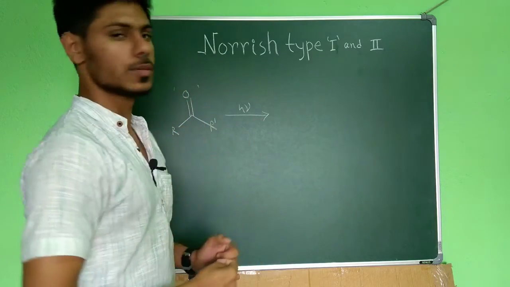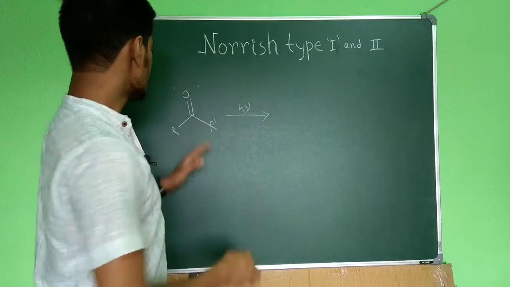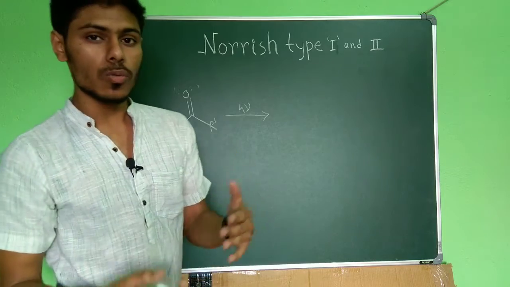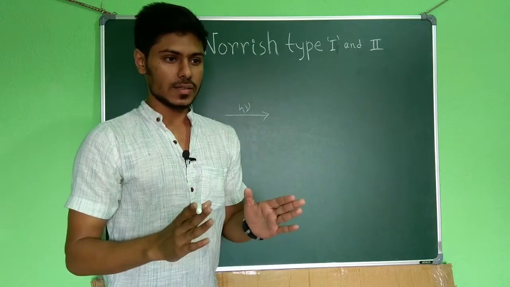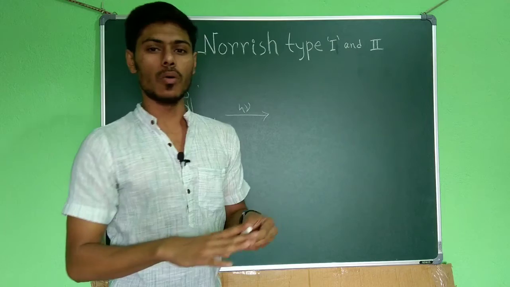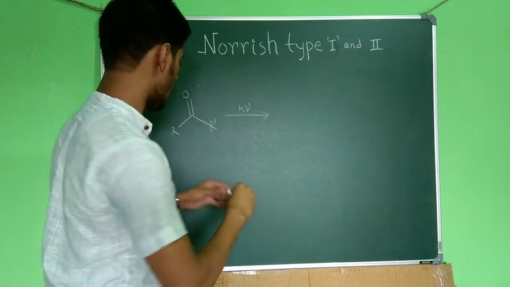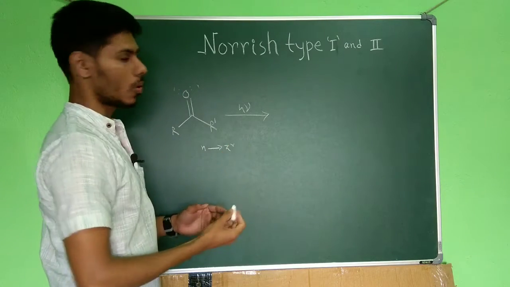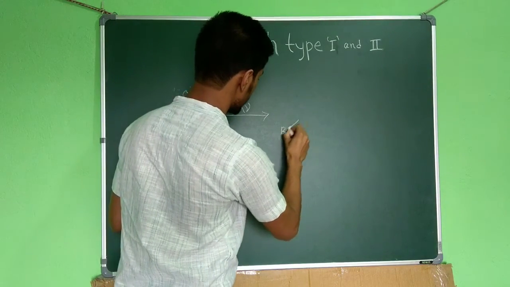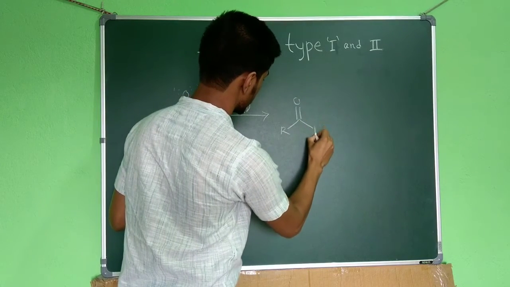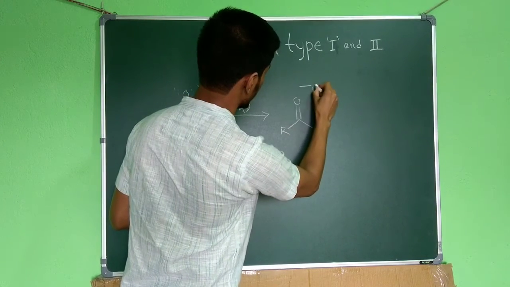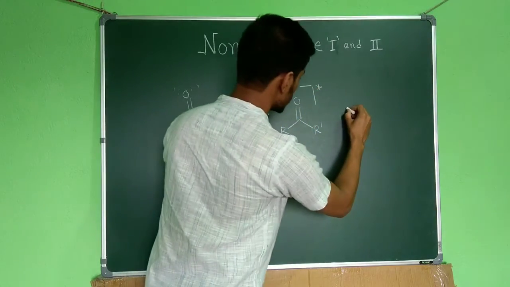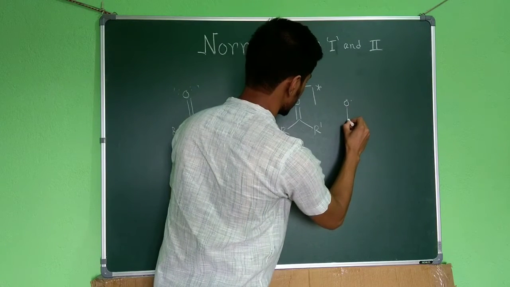Now what is the HOMO of this molecule? The HOMO of this molecule is the lone pair on this oxygen, that is the non-bonding orbital, and the LUMO is the pi star orbital. That is, when you shine light on this carbonyl compound, the n to pi star transition will occur, and we can represent that like this, by a hard bracket and star. This represents the excited state molecule, or we can also represent it like this.